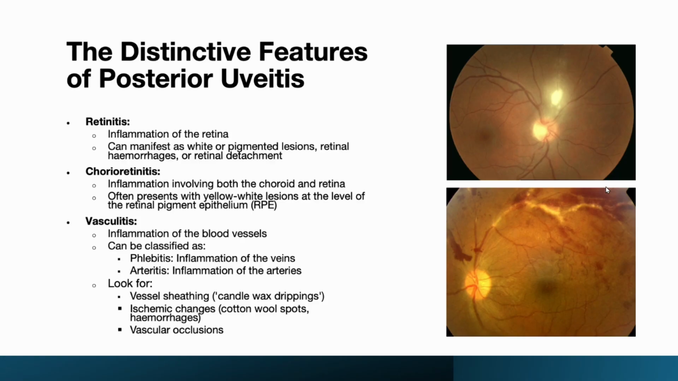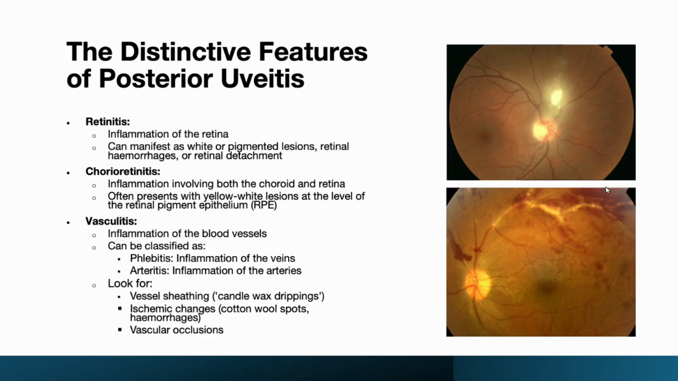So posterior uveitis has some distinctive features that set it apart. Terminology you may have heard of, such as retinitis, which refers to inflammation of the retina itself. And you'd often see lesions or hemorrhages in the retina. Chorioretinitis involves both the choroid and the retina, typically presenting with yellow-white lesions. Vasculitis, which is inflammation of blood vessels, can also occur, affecting either the veins, phlebitis, or arteries, arteritis. So looking out for these features along with others helps to pinpoint the specific types of posterior uveitis.